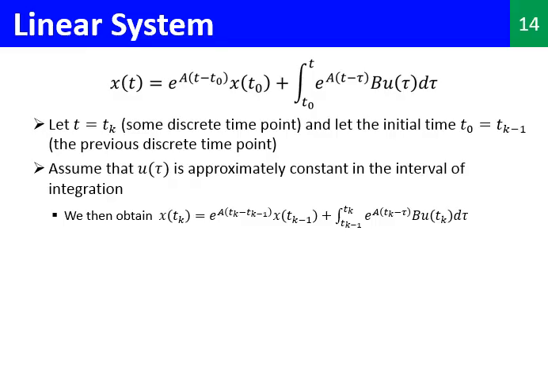Here you can see that t becomes tk, t naught is tk minus 1, and this is tk minus 1. The limits will change from tk minus 1 to tk, and here I have again tk, and that constant control input, this one, I have taken it as u(tk) here.